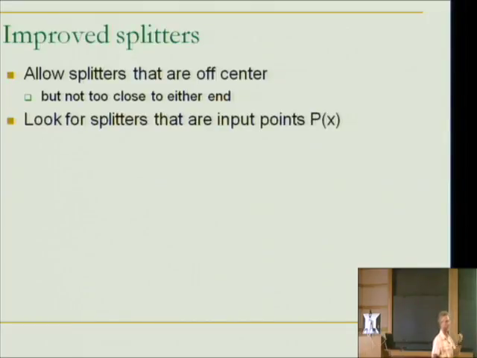The other thing that turns out to be more convenient is that since we now allow the splitter to be anywhere, we'll take the splitter itself to be an input point. Before, the splitter was the n over 2 coordinate and some vertical thing, not necessarily the input point at n over 2. Now I can take it anywhere. So you should think of it as looking among the input points in the range from 0.01n to 0.99n, and deciding on one of them being in the LIS.